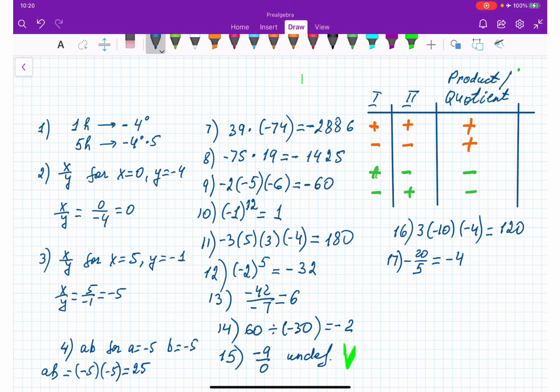Question number 18. Negative 6 to power 2 is equal to positive 36. Right? Because negative times negative is going to be positive. Positive 36. Question number 19. Negative 16 times 0. Any number, a million, multiplied by 0 is 0. Any number, doesn't matter, positive, negative, fraction, whatever. As long as you multiply by 0, you get 0.